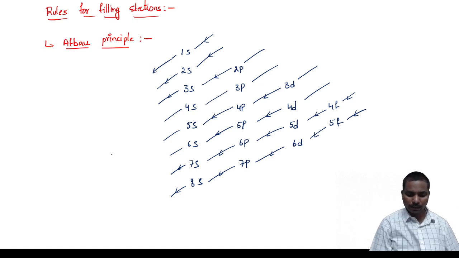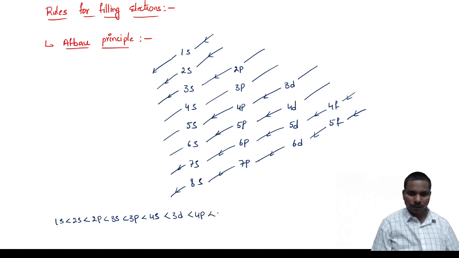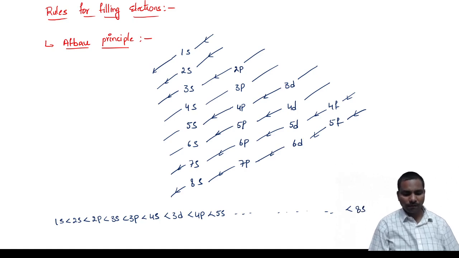Note that point. 1s is lower energy, and then 2s, and then 2p, 3s, 3p, 4s, 3d, 4p, 5s, in that order. Last we have 8s. Like that they will be filled.